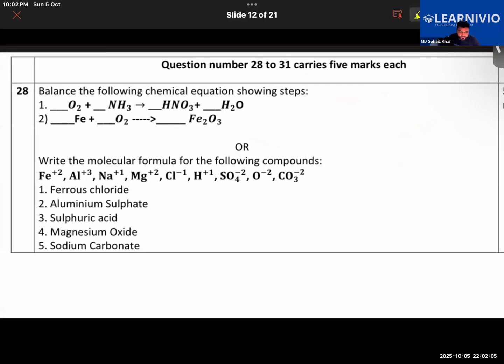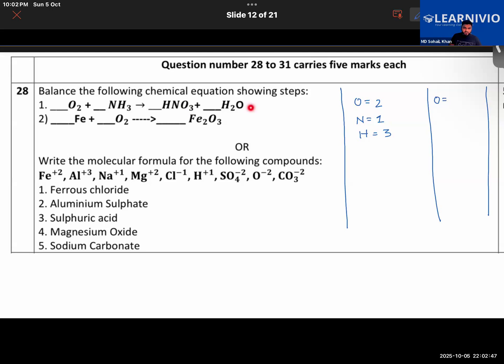All right, look at the following question here. We have to write the coefficients here. So again, we are going to look at how many oxygen atoms are there on the left and on the right side. Oxygen and NO3 plus H2O. Two oxygen atoms, one nitrogen, and how many hydrogen? Three. And here, how many oxygen atoms are there? Oxygen is 3 plus 1.